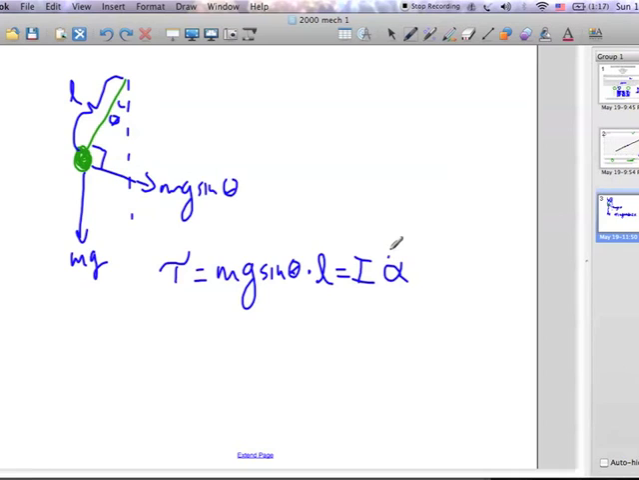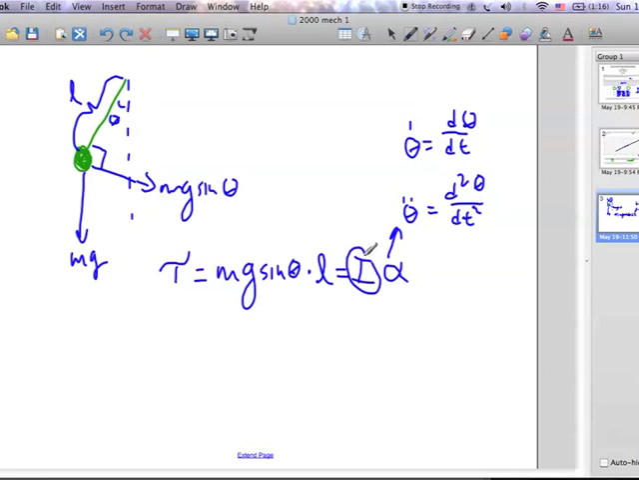And alpha can be defined as theta double prime, which equals d squared theta over dt squared. So the second derivative of theta with respect to time, and I assume that theta prime is d theta over dt. But we're using this because it's alpha, angular acceleration.